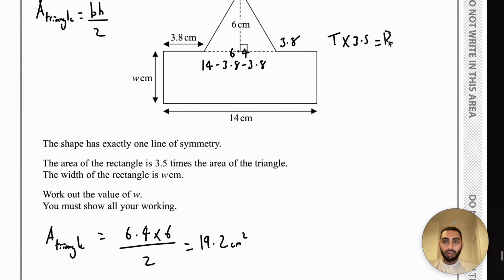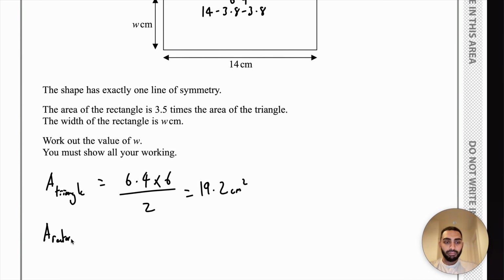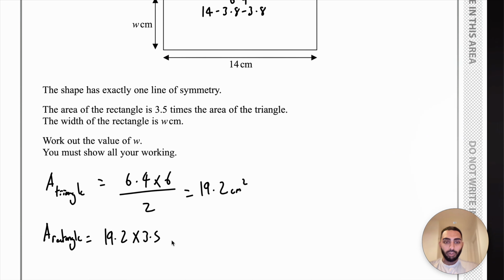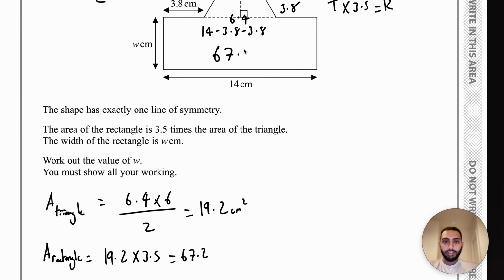And we know that the rectangle is 3.5 times that. So area of the rectangle is equal to this multiplied by 3.5, which is 67.2. So now I know the area of this is 67.2 centimeters squared. I can find out what W is.